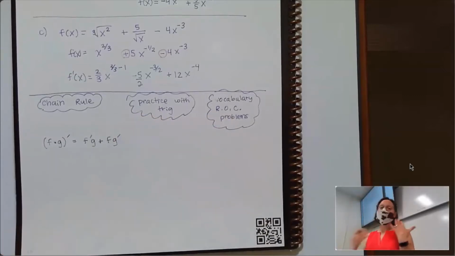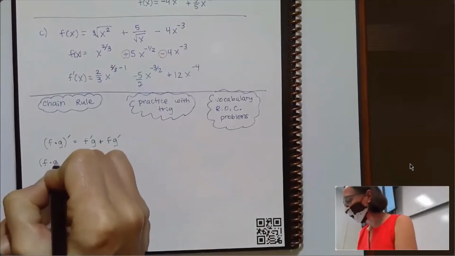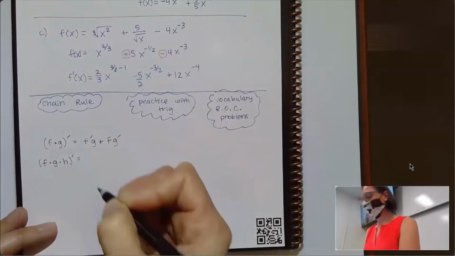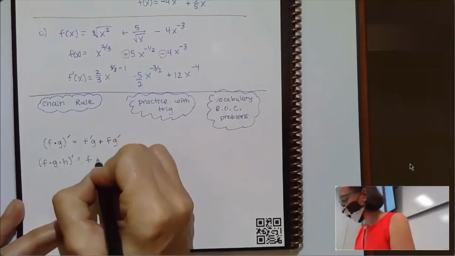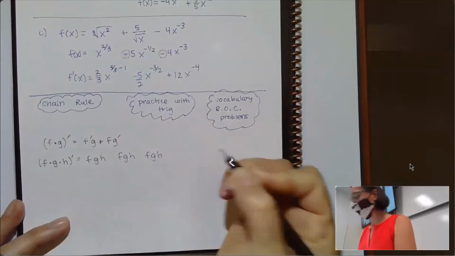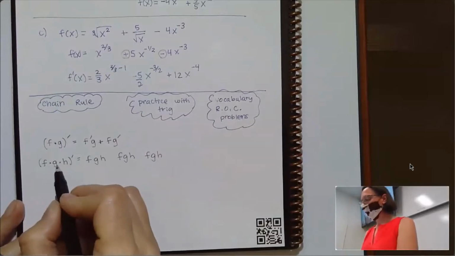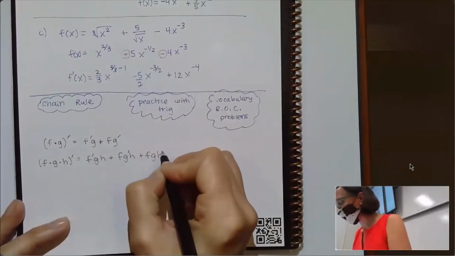Now, the cool thing for me about remembering it that way is that it also works if I have three functions multiplied together. So if I have three things multiplied together, then I write FGH, FGH, FGH, three times. What goes with multiplication? Addition, and then I chase down the derivative.